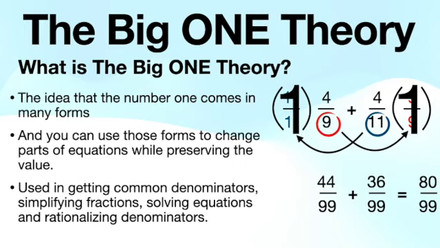And the last thing, you can use it in getting common denominators, which was video 1, or like this video in simplifying fractions, and then also in solving equations and rationalizing denominators. And there are many other uses for it. And it all comes down to the multiplicative identity. Multiplying anything by 1 is itself, but also dividing anything by 1 is itself.